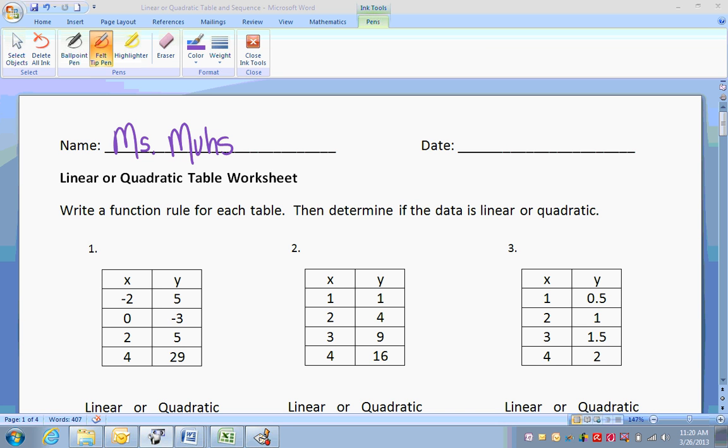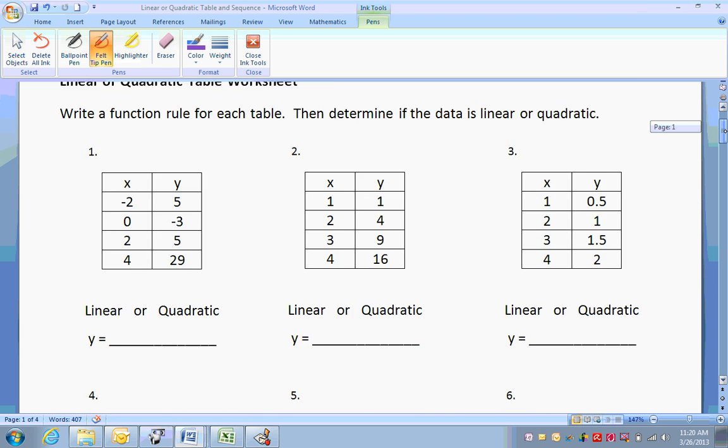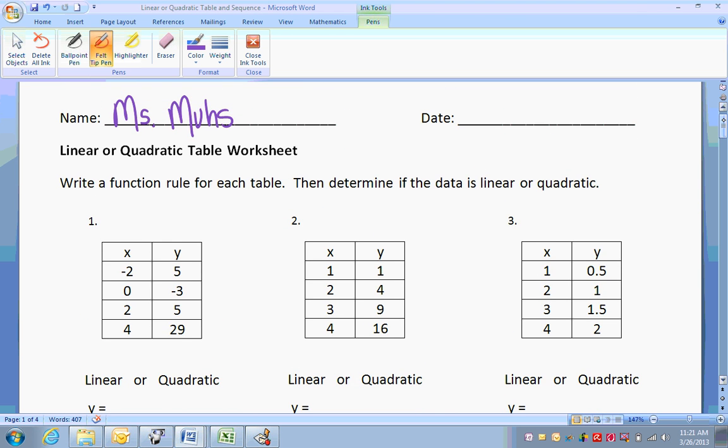Hi everyone, welcome to the linear or quadratic table worksheet. It asks us to write a function rule for each table and then determine if the data is linear or quadratic. Well, let's remember that one of the forms we know for linear equations is slope-intercept form, and that's y equals mx plus b, and quadratic is y equals ax squared plus bx plus c.